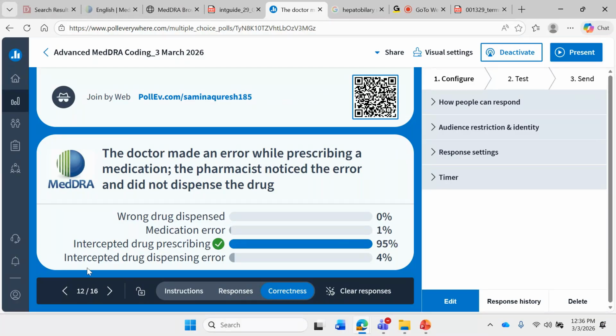And for those of you who chose dispensing, there are different things in the chain of events. There is prescribing, there is dispensing of a drug, and there's administration of a drug. So in this case, it's not the dispensing. It wasn't dispensed. It was at the prescribing phase where there was an error. He prescribed in error, right? So it's the intercepted drug prescribing error. Excellent. This was a kind of a challenging one.